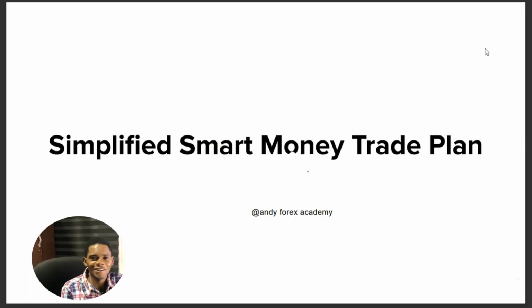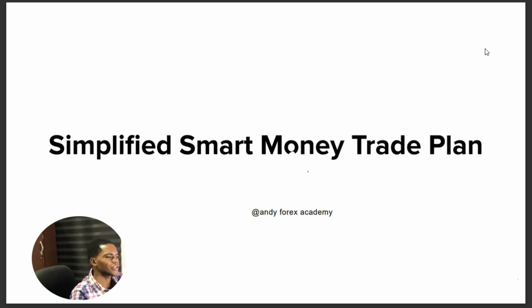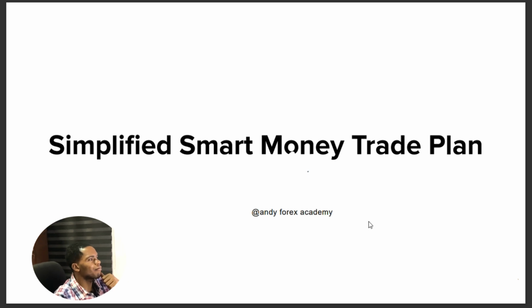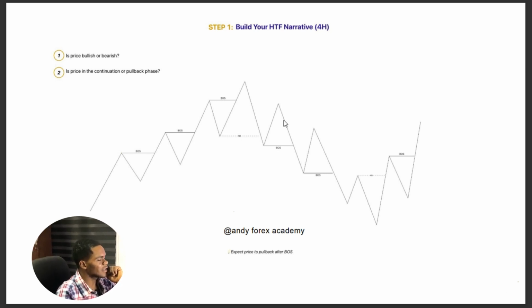What's up, guys? If you can master market structure, you will be able to trade with the smart money concept. So over here, I'm simplifying the smart money trade plan. Right here, we are building our narrative on the 4-hour time frame, which happens to be our overall time frame.